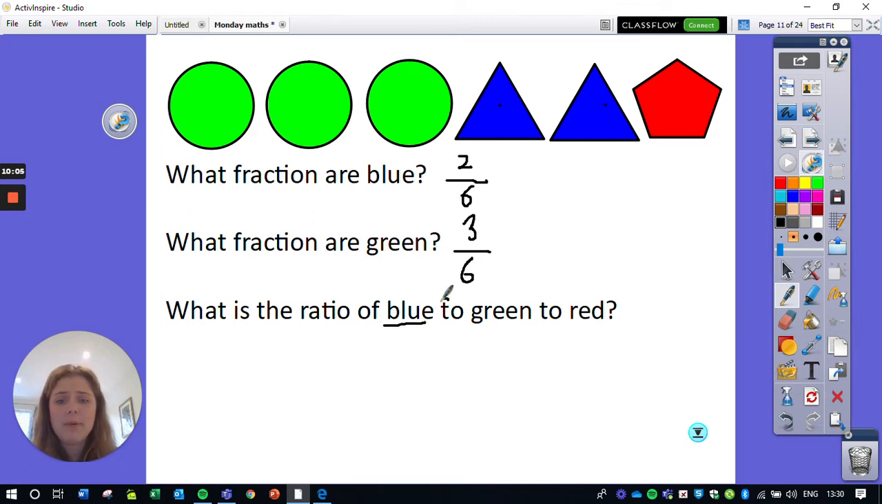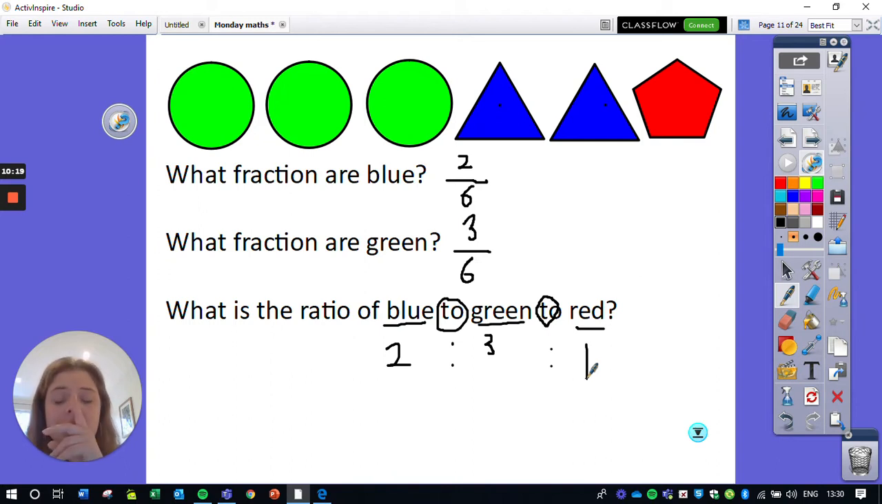What's the relationship or ratio of blue to green to red? All this means is I'm going to have 3 numbers instead of 2 of them. How many are blue? 2. How many are green? 3. And how many are red? 1. You'll notice it's not the order the shapes are drawn in, it's the order the question is written in.